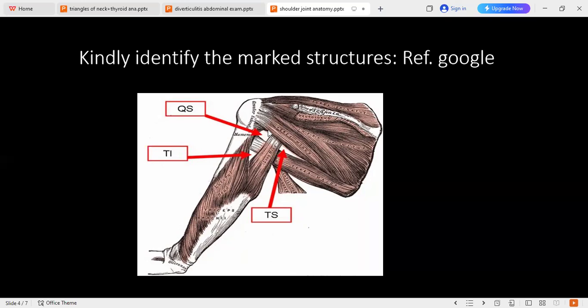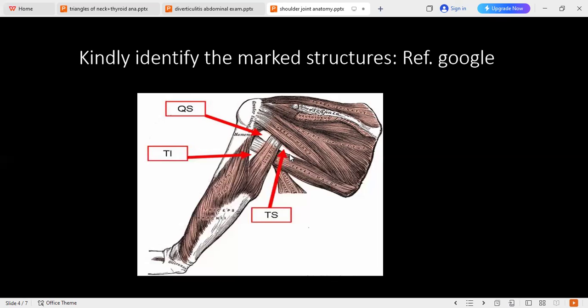Now you're looking at the image. I know it's very small. There are two triangular spaces as well. If you can identify T1 and TS. TS is the superior triangular space, and T1 is the inferior triangular space. Please tell me the boundaries of both of these. TS is bounded above by the teres minor, below by the teres major, and laterally by the long head of the triceps.